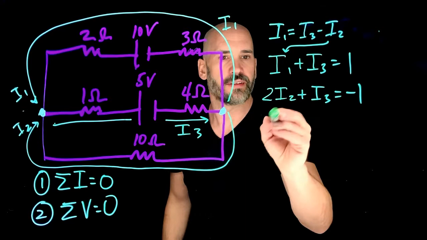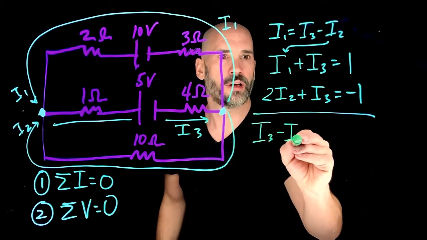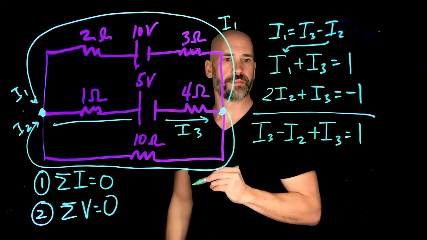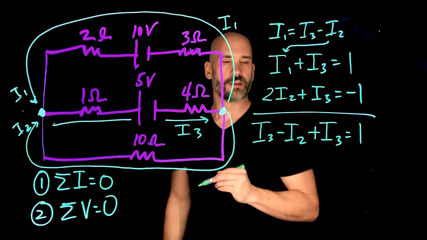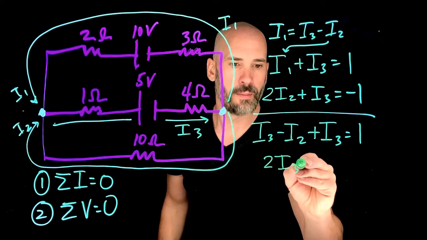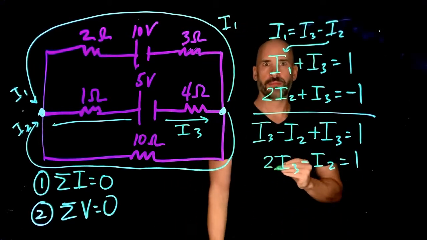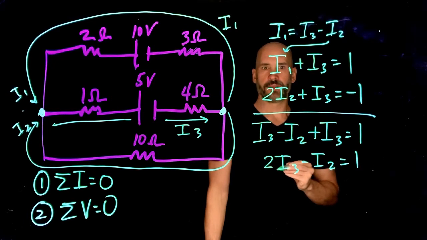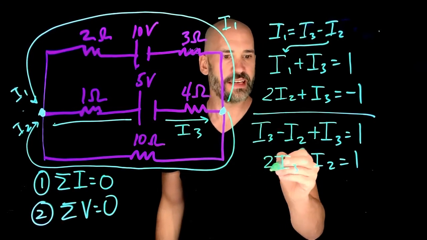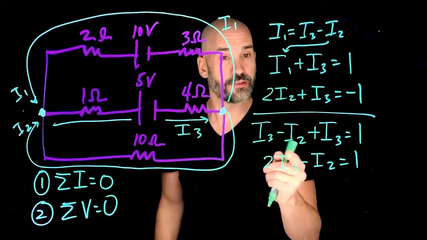I am going to take this, so that means that I3 minus I2 plus I3 equals 1. Okay, cool. That means that 2I3 minus I2 equals 1. Now, the glorious thing about this is I could solve for I2 here and eliminate it in this equation. So let's do that.